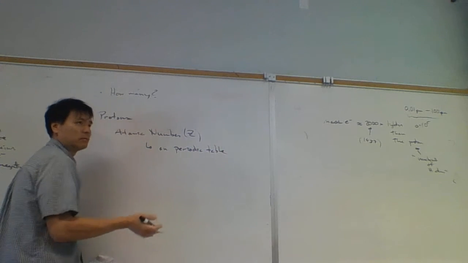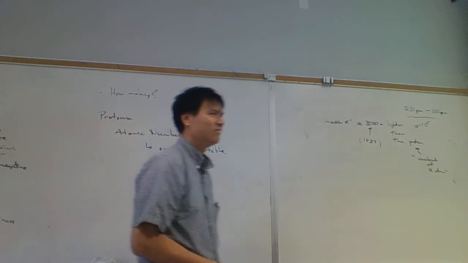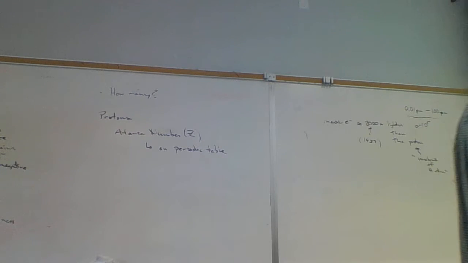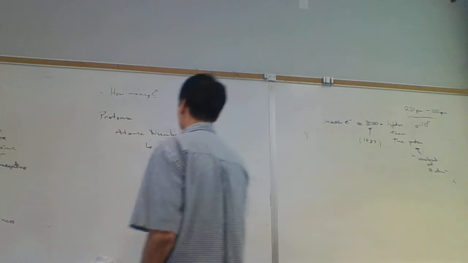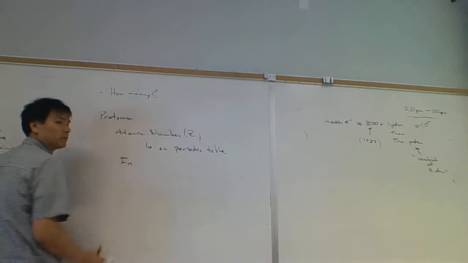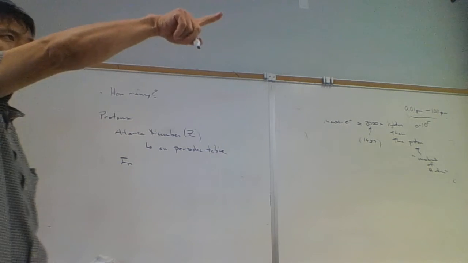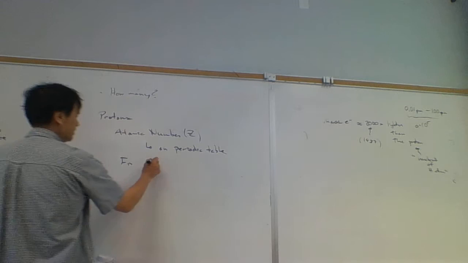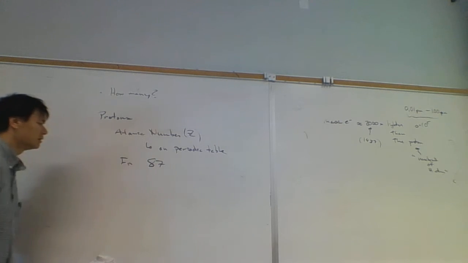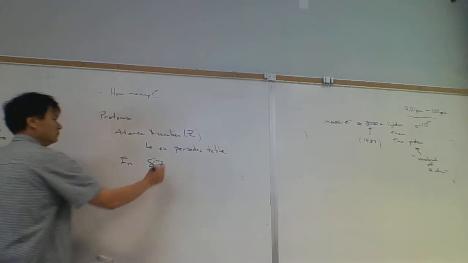So let's pick one of those. I'm going to pick francium, Fr. How many protons does francium have? 87. If you can't see the periodic table, it's 87. It's the red number on there. 87 protons.